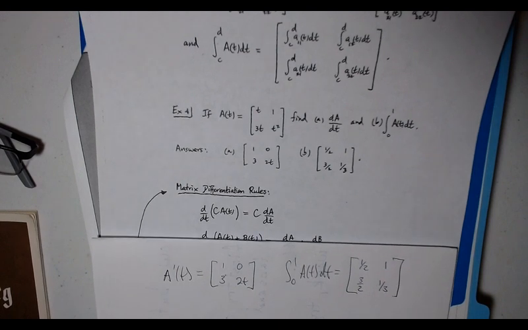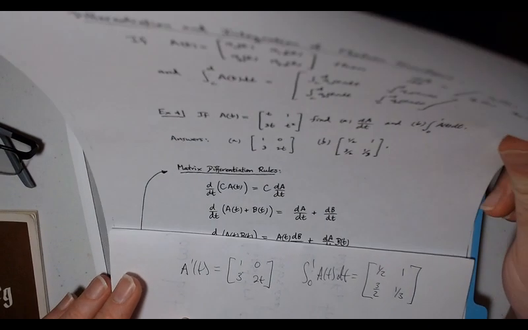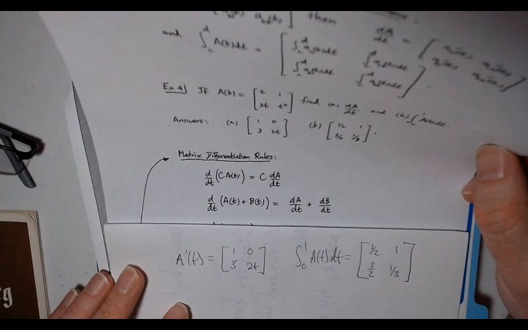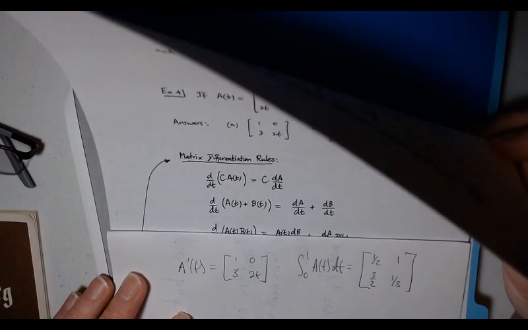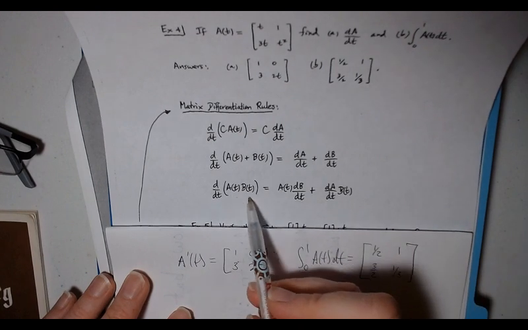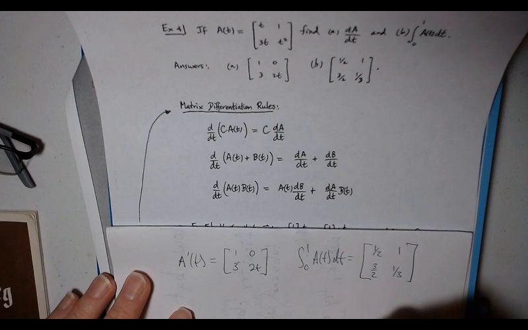Some derivative rules here. The constant just comes right out of the derivative. It comes right out of the matrix. We can pass it in and out. Same for the sum. We can pass the sum in and out. And so long as this product is defined, we get a product rule for our derivatives that is the same as the regular Calc 1 product rule.